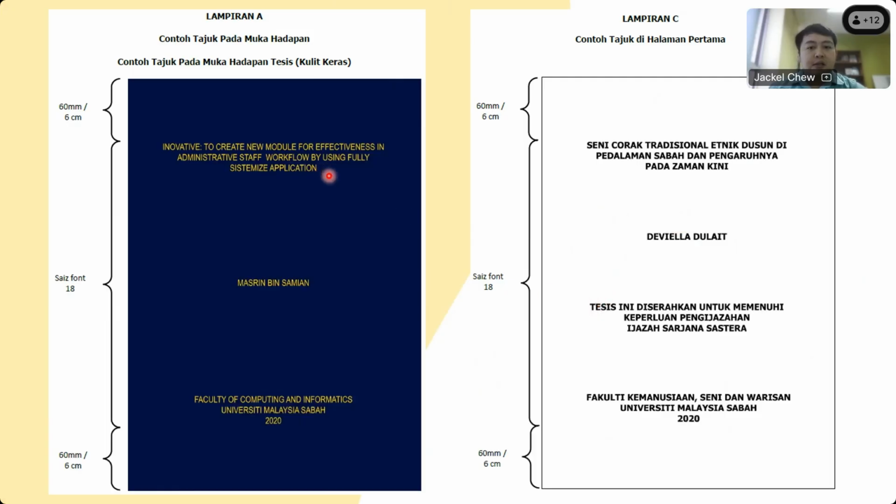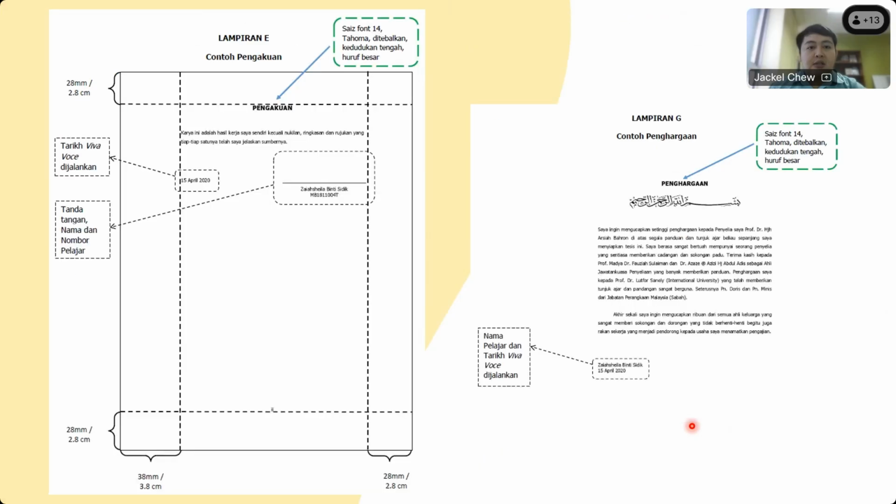The guideline includes the cover page for your final thesis, such as the margin for the title, your name, and the faculty. And then after the hard cover, which is the front cover, you have the first page of your thesis, which is the soft copy. This is the standard for the margin, the font size, and the alignment that you must follow. So I'll just go through.